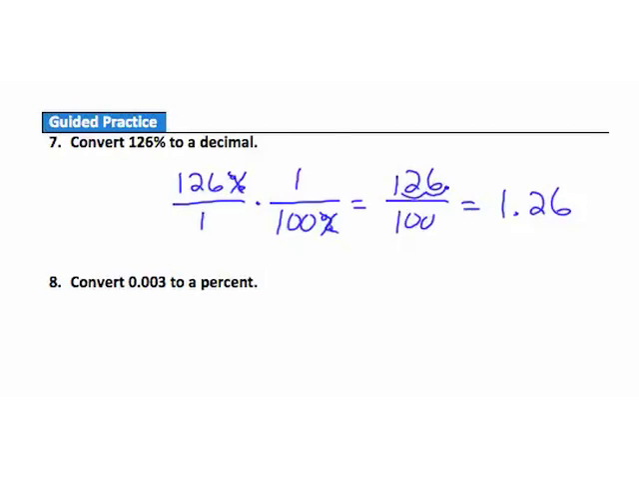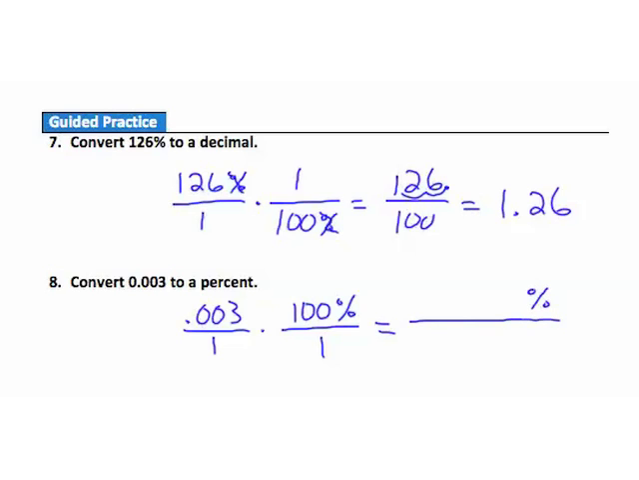Question 8. Convert 0.003 to a percent. Well, again, we're going to start by writing this 0.003 as a fraction by putting it over 1. Now here we want to introduce the percent symbol. So we're going to multiply by 100% over 1. So let's take a look here. We're left with our percent symbol in the top.